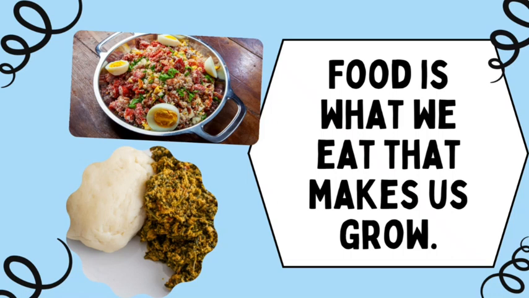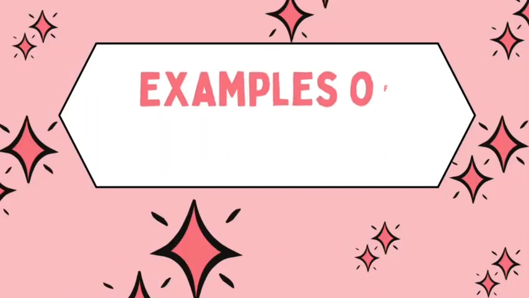There are liquid food and there are also solid food. We eat food, it gives us energy, it makes us grow, it makes us strong. Now let's quickly look at the examples of food. There are different types of food, different examples of food. Now let's look at some of these examples.